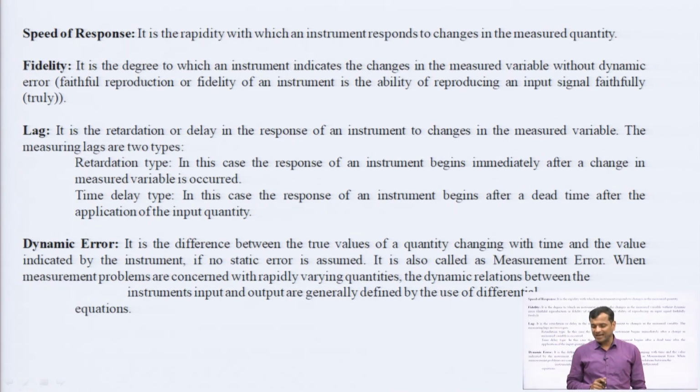And next one is the dynamic error. It is the difference between the true value of the quantity changing with time and the value indicated by the instrument. So, that is known as the dynamic error of an instrument.